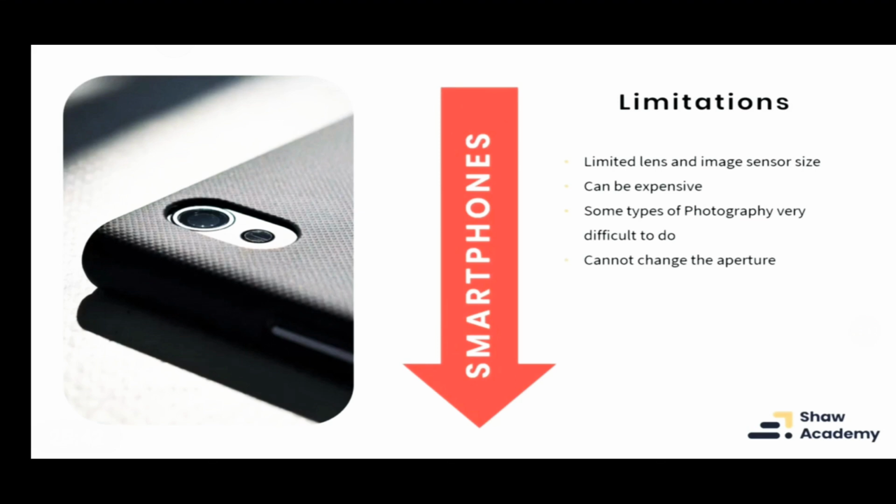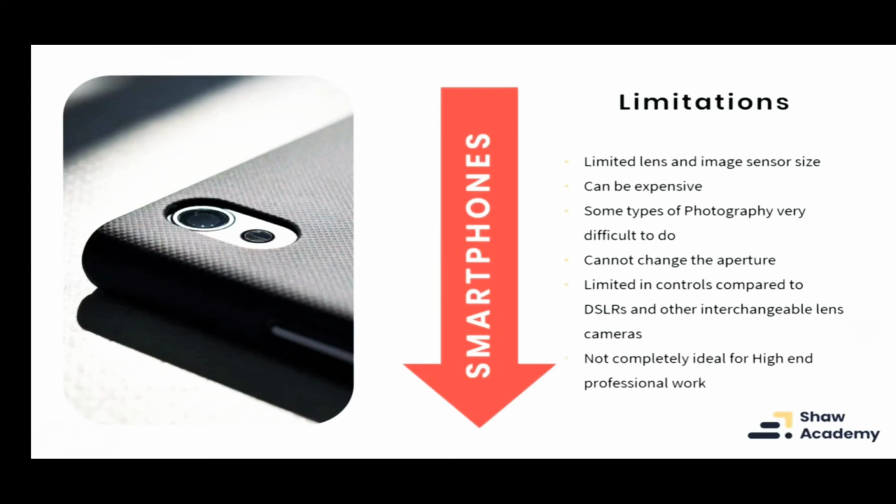Not being able to change the aperture is a big limitation, because it does make capturing depth of field quite tricky, and they are still limited in their controls compared to DSLRs and other interchangeable lens cameras where we can change the lenses to suit our needs.